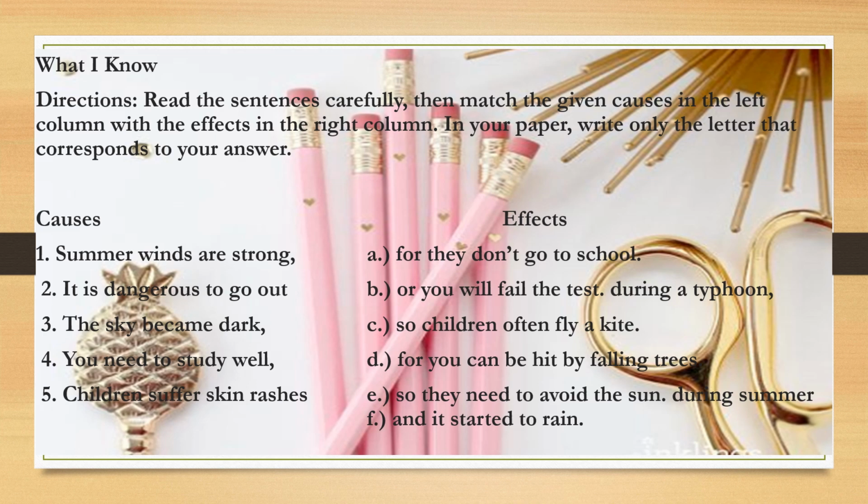For the effects, you have letter A, for they don't go to school. Letter B, or you will fail the test during a typhoon. Letter C, so children often fly a kite. Letter D, for you can be hit by falling trees. Letter E, so they need to avoid the sun during summer. And letter F, and it started to rain.